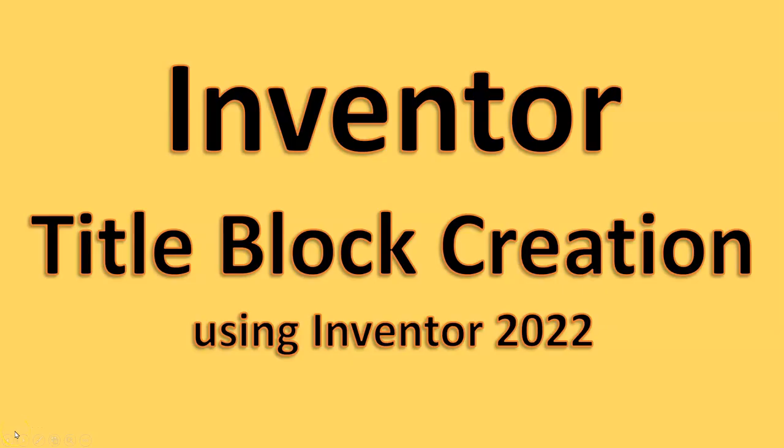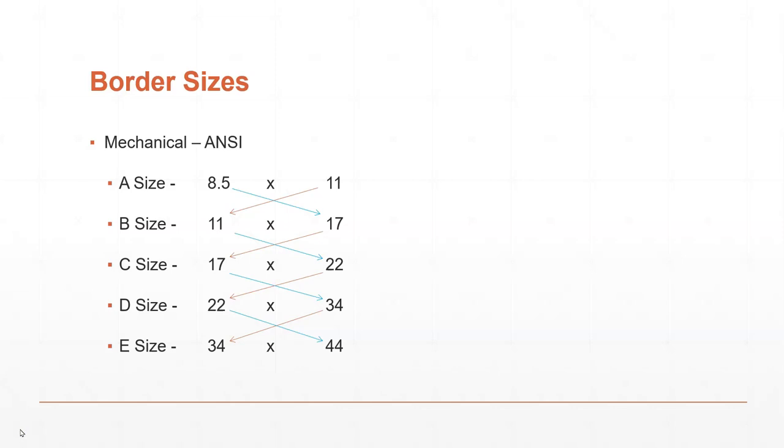Okay, so welcome back. In this video, we're going to learn how to create a simple title block using Inventor. On the screen, I have some quick examples of typical border sizes that you're going to see in any kind of drafting or engineering field. You can see we have the A, B, C, D, and E, and of course these sizes can go larger, but these are the most common ones that you're going to hear people talk about. And remember, how we get the sizes is that we usually double the smaller one and carry over the larger one.